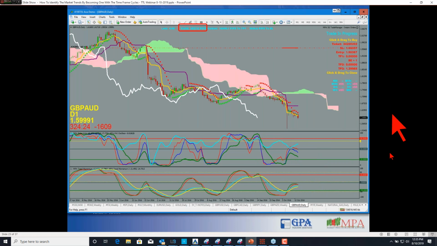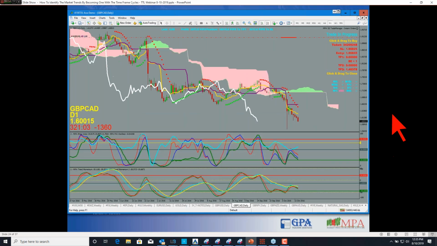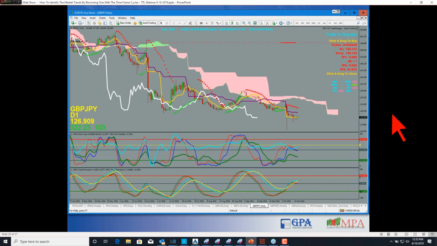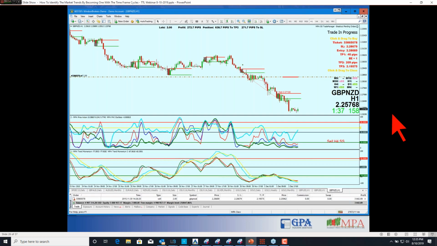Well, that's just the tip of the iceberg. Here's the pound CAD, 3,073 pips. This is not a once-in-a-lifetime occurrence. It's an everyday occurrence. 3,215 pips. All you're doing differently to get these big numbers is aligning the higher time frame. For smaller numbers, you align the lower time frame.